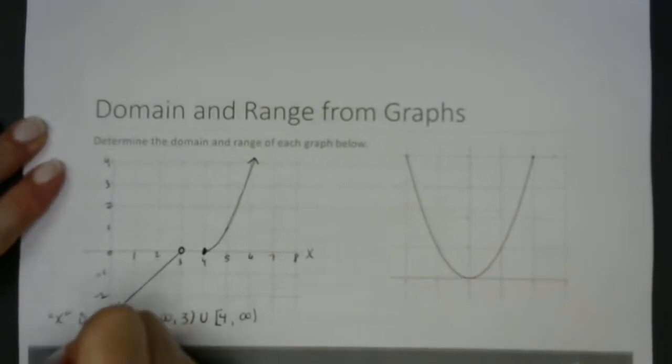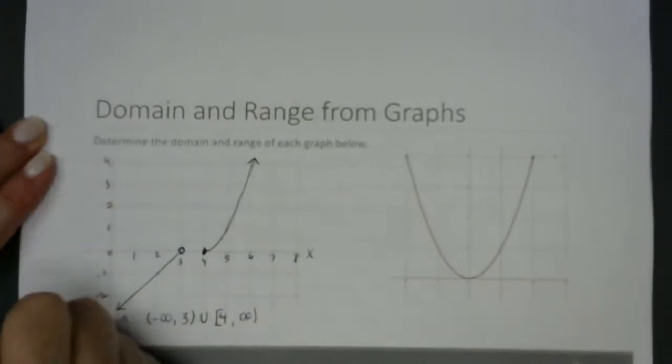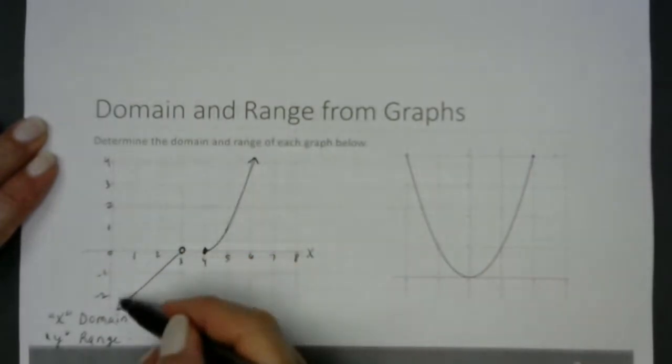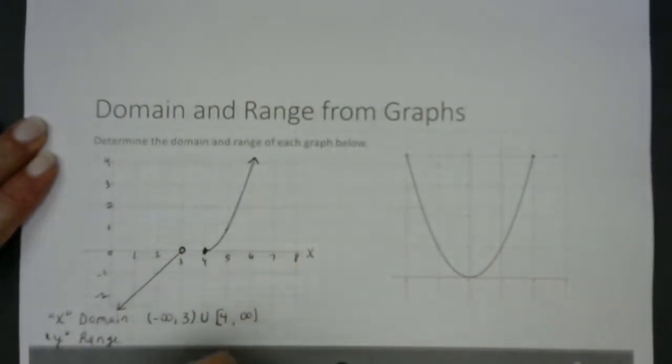Here's our domain. Now the range, recall, is all the possible outputs of a function, and in a graph, that's going to be the y's. Okay, the range is going to be the y's. So I want to find the smallest y to the largest y to identify the range. Well, the smallest y, since this arrow off to the left is going down forever and ever, is going to be negative infinity.